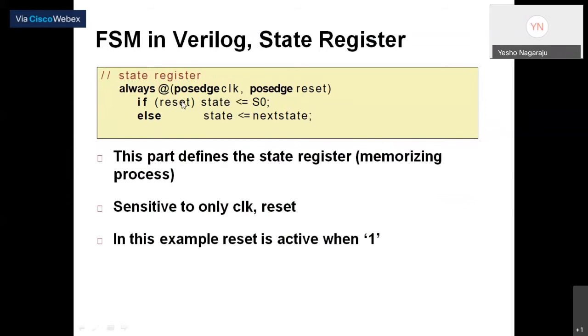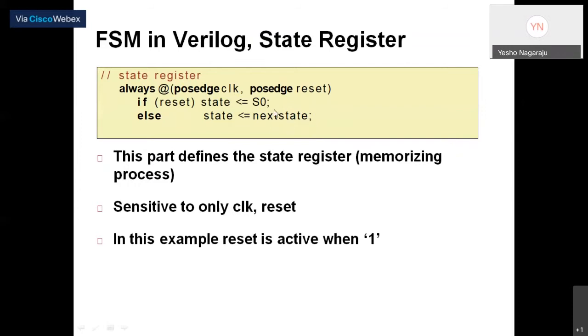Now, initially, upon reset, what is the state? This always block is clocked on the positive edge of the clock, and it also has an asynchronous reset. Whenever the reset button is pressed, the state is brought to a known state. That means by default the system comes to the S0 state. Otherwise, the state is assigned the next state value. State gets next state.